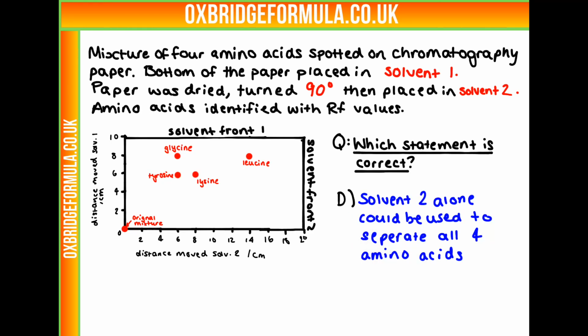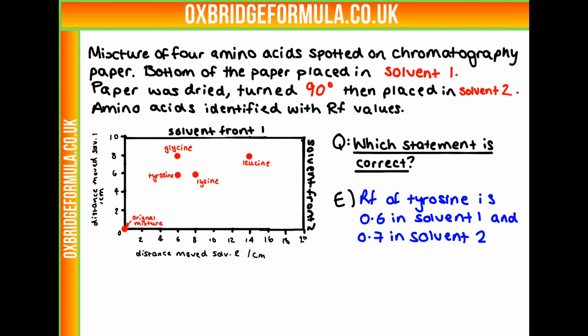Statement D is very similar. Solvent 2 alone could be used to separate all 4 amino acids. Well, in the same way as solvent 1 alone couldn't be used, solvent 2 could not be used by itself because, for example, these two would not be separated out by solvent 1. Because they're on the same x-axis, these would just be a spot together. So we could not just use solvent 2, we have to use them in combination.